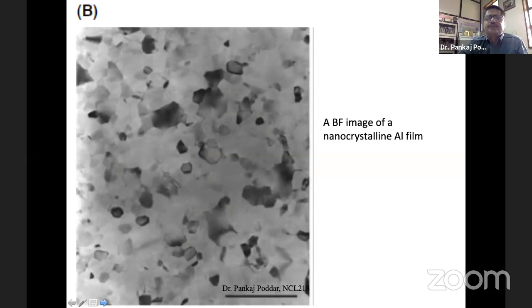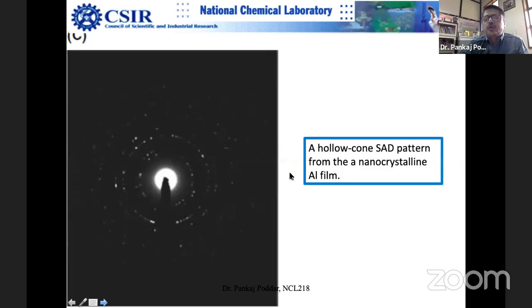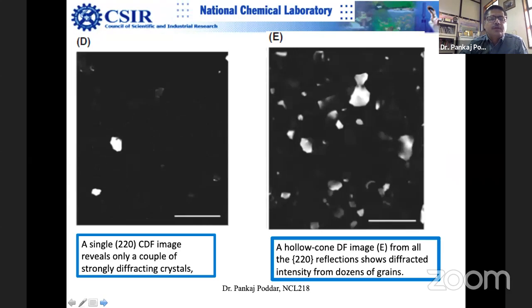It's very nice. So for example, this is a bright field image of a nanocrystalline aluminum film, and you do not know which plane is diffracting, which plane is not diffracting. Okay, anyway, these are all undiffracted spots. This is hollow cone selected area electron diffraction rather than the conventional one which we normally see. Now this is very interesting actually. You see, this is the normal dark field which you do. This is a dark field image, right?